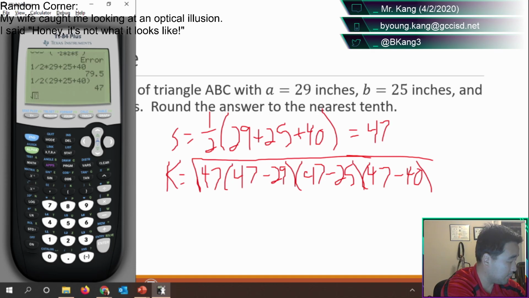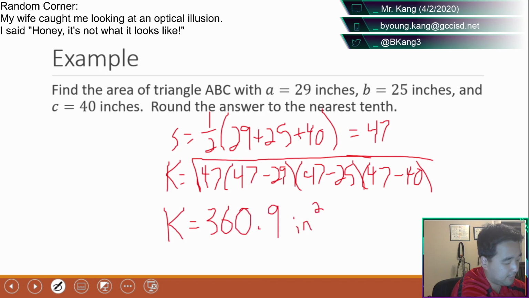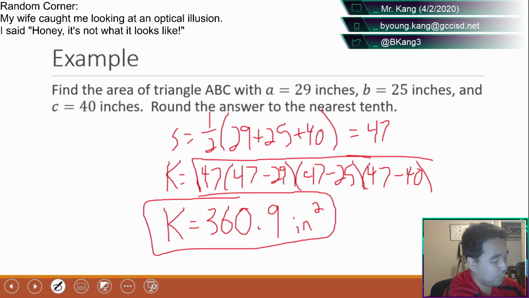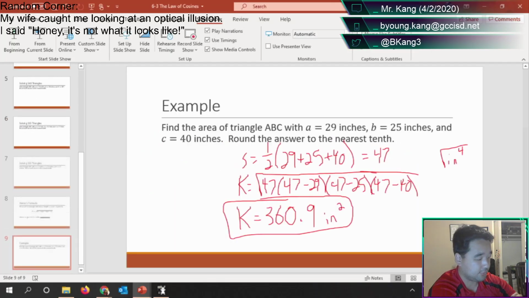So let's actually do Heron's Formula now. And you don't have to type the times between your parentheses. So 360.9. The unit is actually inches squared here because we have an area. Technically, it's square root of inches to the fourth, but square root would just cut the 4 in half. All right. So there is your 6-3 lecture.